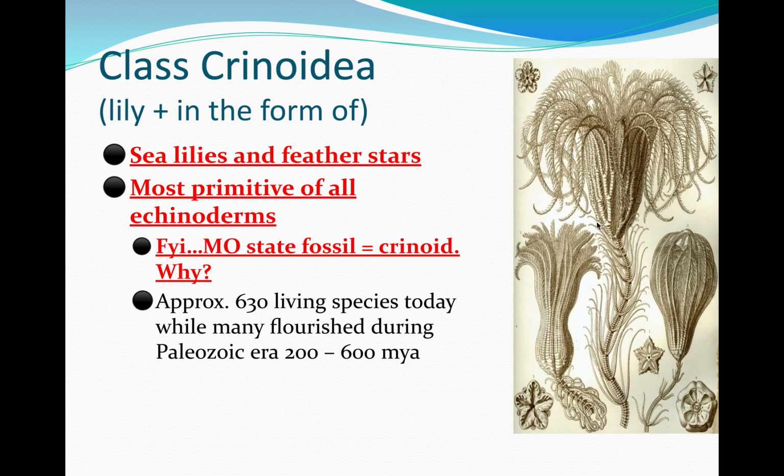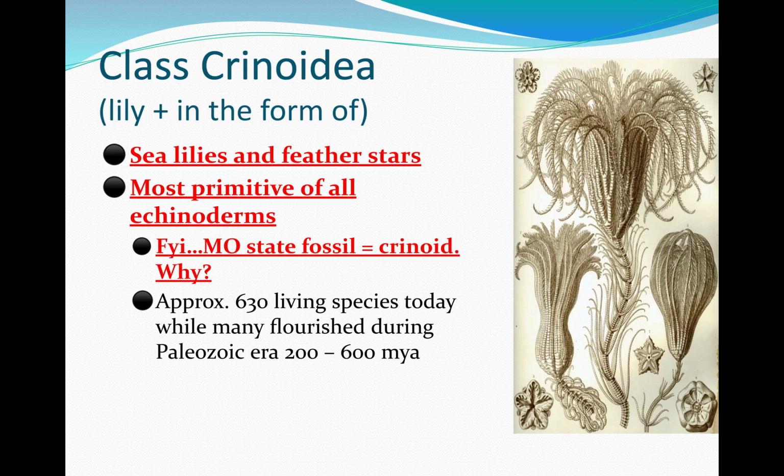One thing I would like you to write down is that we have a state fossil here in Missouri. Our Missouri state fossil is a crinoid, which is basically a sea lily. Think about why that would be. Millions of years ago, this continent, right in the middle of the United States, was probably underwater. It was a very shallow ocean. And this is why we can see this in the fossil record within the limestone that we have here.